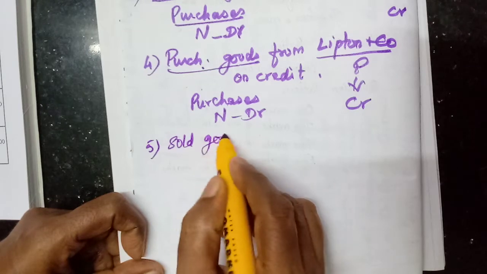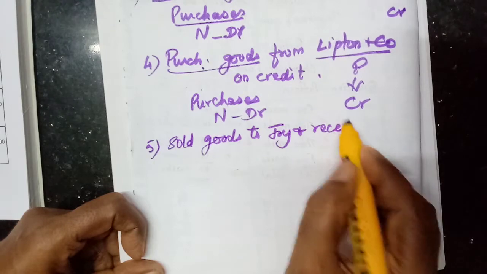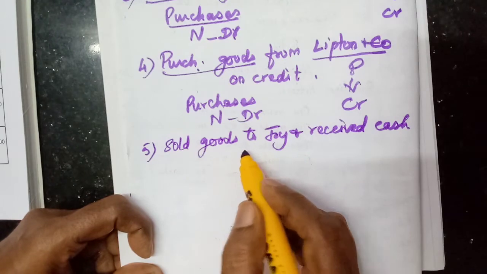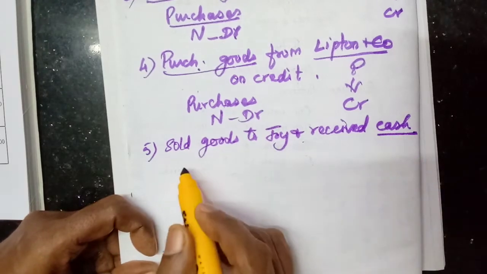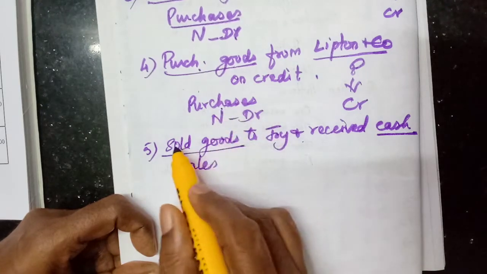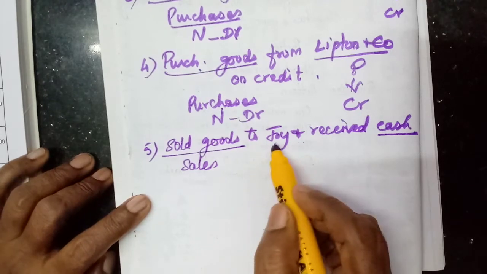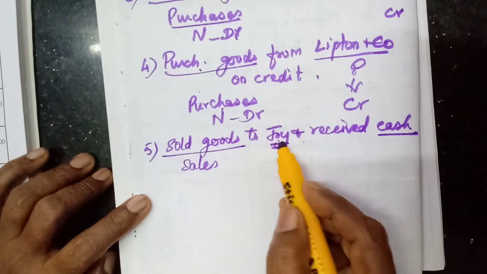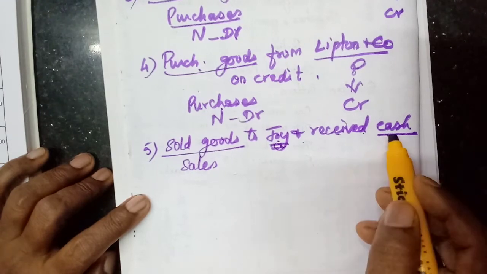Sold goods to Joy and received cash. So it is a cash transaction, isn't it? We sold goods to Joy and received cash. So cash transaction. Then sold goods means what? Sales. Purchased goods means purchases. Sold goods means sales. There you should not write sale, sold goods. Okay. Here, why they have given this Joy? Just to confuse you. If it is on credit only, we need to take this person. Okay. Received cash. So it is cash transaction. Cash will be coming there.